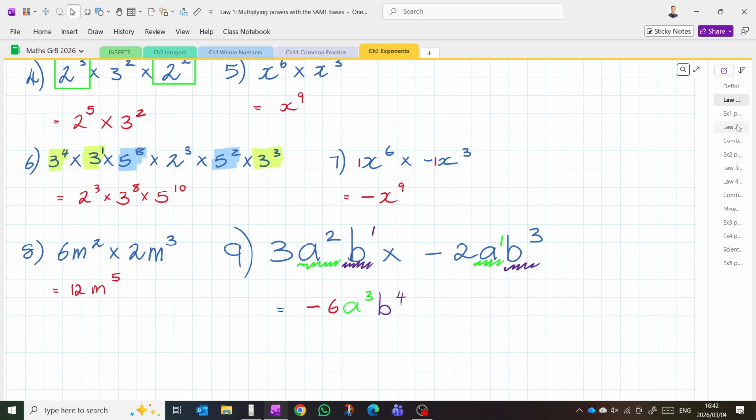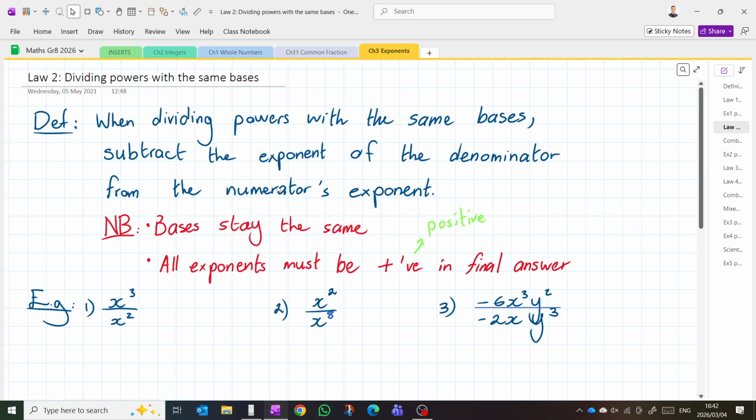Alright, grades. Welcome back. We are looking at Law 2. We're going to quickly look at Law 2 and then we're also going to look at the combination of Law 1 and 2. So firstly, the definition. When dividing powers with the same basis, we subtract exponents, or the exponent of the denominator from the numerator's exponent. Again, bases do not change, they stay the same, and all exponents must be positive in your final answer.